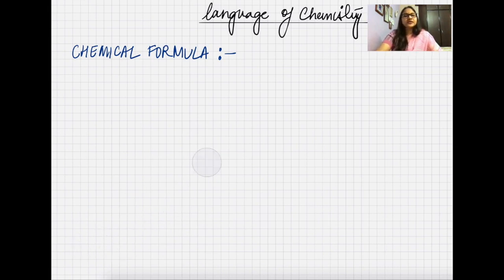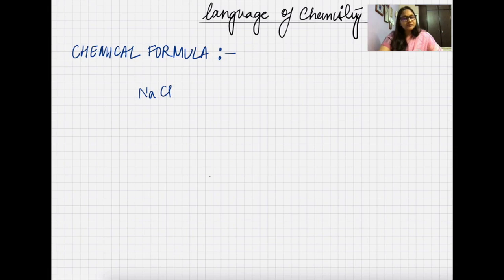Now how do we understand or decode a chemical formula? When you see a chemical formula like sodium chloride, you need to understand by looking at the formula how many atoms of sodium are present and how many atoms of chlorine. So the first thing you should do is identify what elements are present. You can see that in sodium chloride we have Na and Cl symbols. So the elements present are sodium and chlorine.